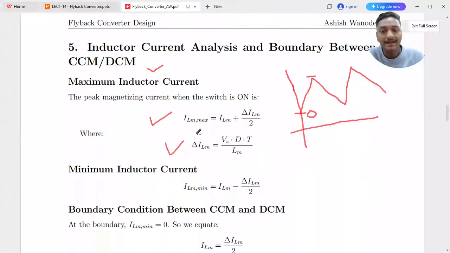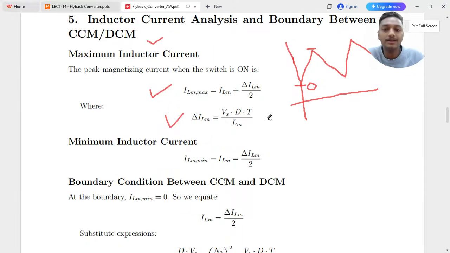If we go for calculating the minimum inductor current, what should this IL minimum be? It is ILM minus delta ILM by 2. This is the basic formula applicable for all the DC to DC converters.